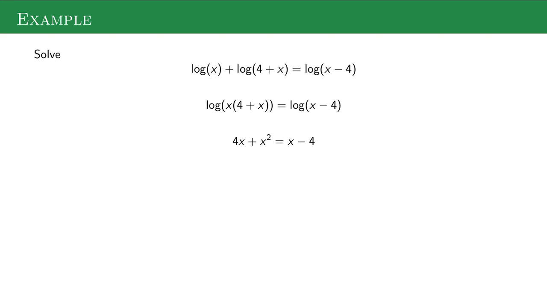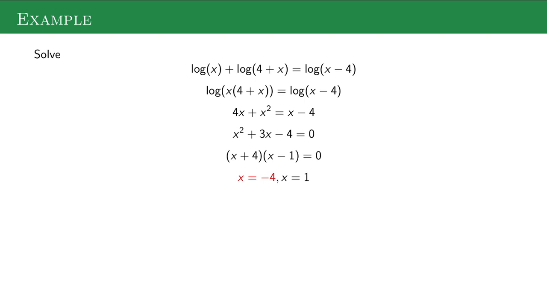So I went from a logarithm equation, and by using the one-to-one property, I canceled them out. Now I have a quadratic equation. Move everything to one side. Factor. Set the factors equal to 0. And the last thing I had to check: make sure there are no extraneous roots.